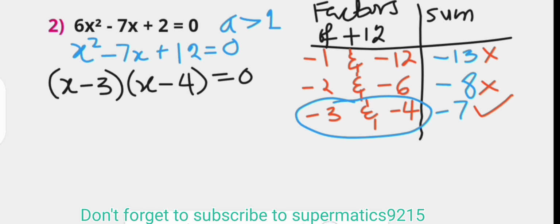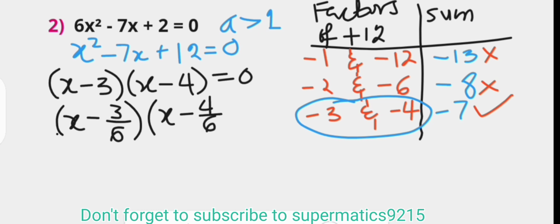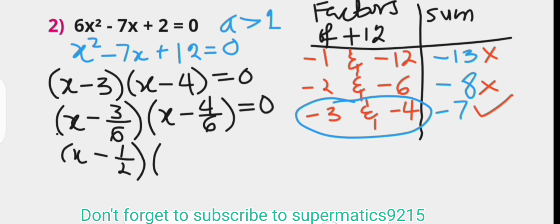Now recall that we had slid 6 at the beginning of the solution. So the next step is to use the 6 to divide the second term in each bracket, so that the first bracket becomes x minus 3 over 6, that leading coefficient that we slid before, and the second will be x minus 4 over 6 equals 0. We can reduce them to the lowest terms to give x minus 1 over 2, and the second x minus 2 over 3 equals 0.